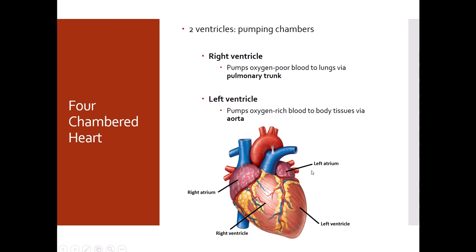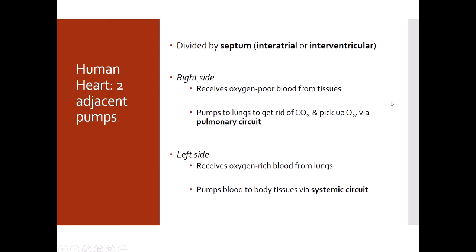If we look at the 2 ventricles, the right ventricle pumps the oxygen-poor blood to the lungs via the pulmonary trunk here, which very quickly branches into the left and right pulmonary arteries. And then the left ventricle pumps the oxygen-rich blood out to all of our body tissues via the aorta. Since we have 2 chambers on each side of the heart, right and left, we essentially have 2 adjacent pumps. The heart is considered a double pump system.